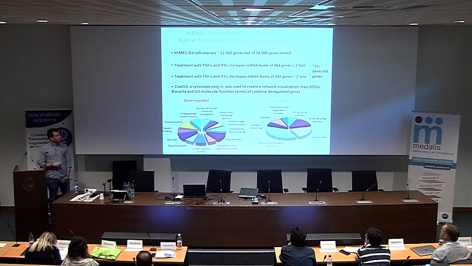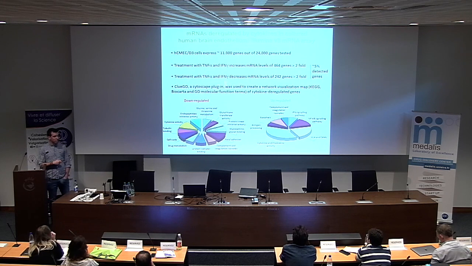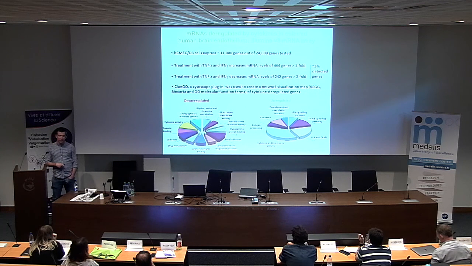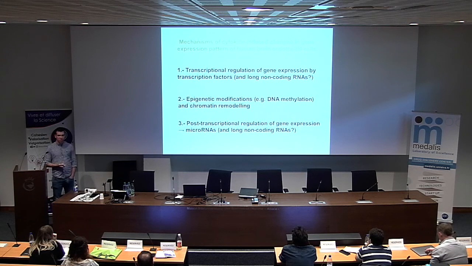They found that around 11,000 genes were expressed in basal conditions in these cells, from which around 242 genes were downregulated higher than twofold, and 464 genes were upregulated. So after an inflammatory stimulus, gene expression changes in the brain endothelial cells. But what can be driving these changes of gene expression?